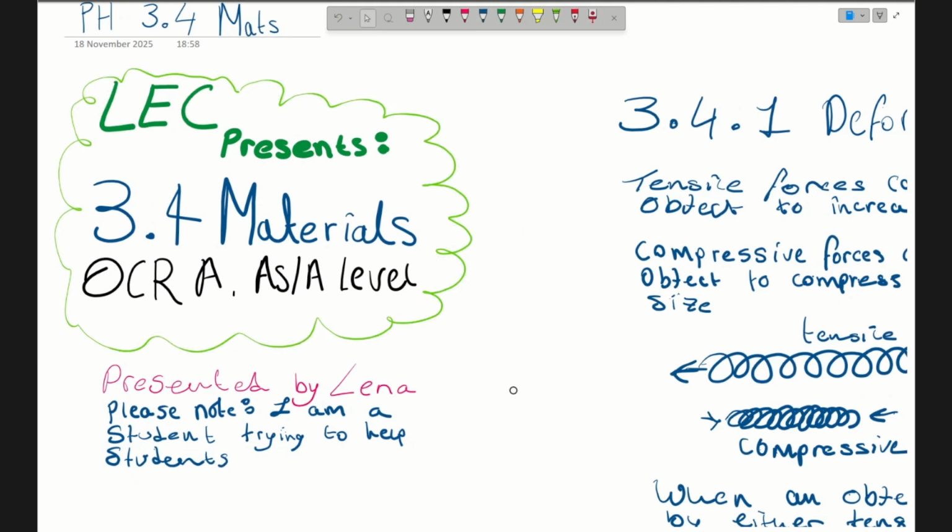Today we have 3.4 materials from OCR A level Physics, which I conveniently forgot to include.